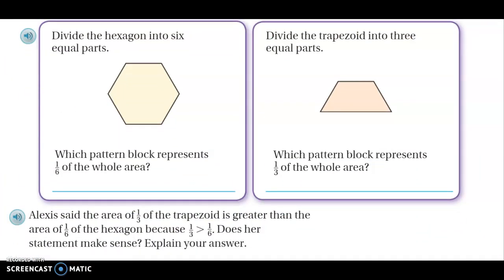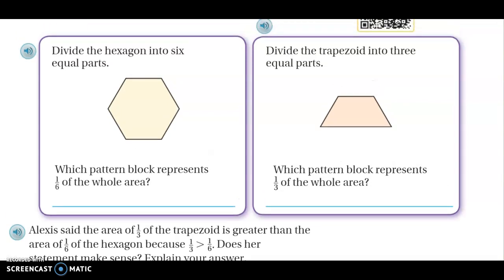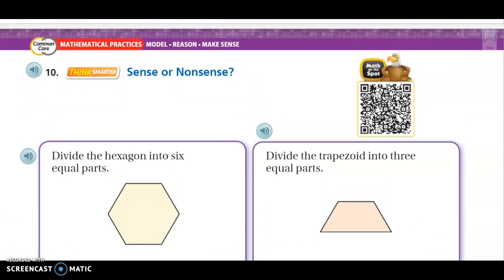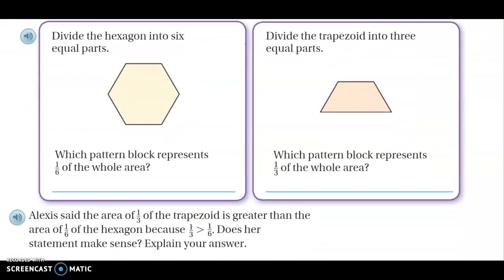All right, let's flip on over. Follow along with me here. I'll go back up here and see what page we're on. It's page 750. Sense or nonsense? All right. So I want you to divide this pattern block into 6 equal parts. We've already done that once. And I want you to divide this trapezoid into 3 equal parts. So go ahead and do that.